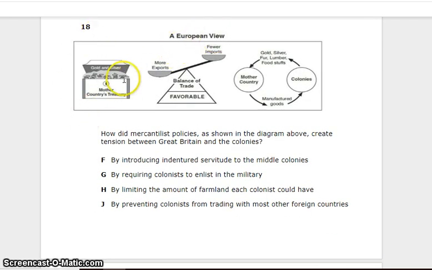18. We have a European view. Mother country, balance of trade, mother country, colonies. How did mercantilist policies, as shown in the diagram above, create tension between Great Britain and the colonies? F. By introducing indentured servitude to the middle colonies. G. By requiring colonies to enlist in the military. H. By limiting the amount of farmland each colonist could have. J. By preventing colonists from trading with most other foreign countries.